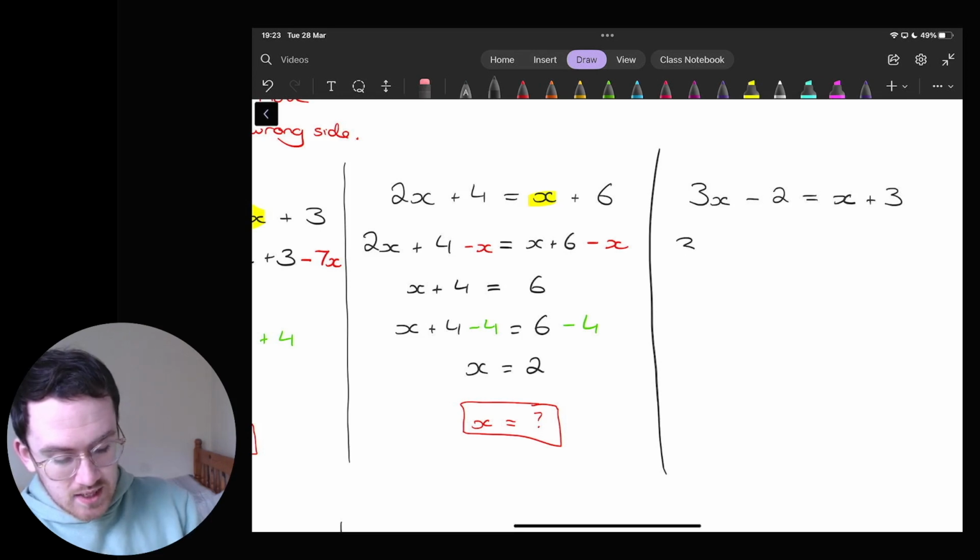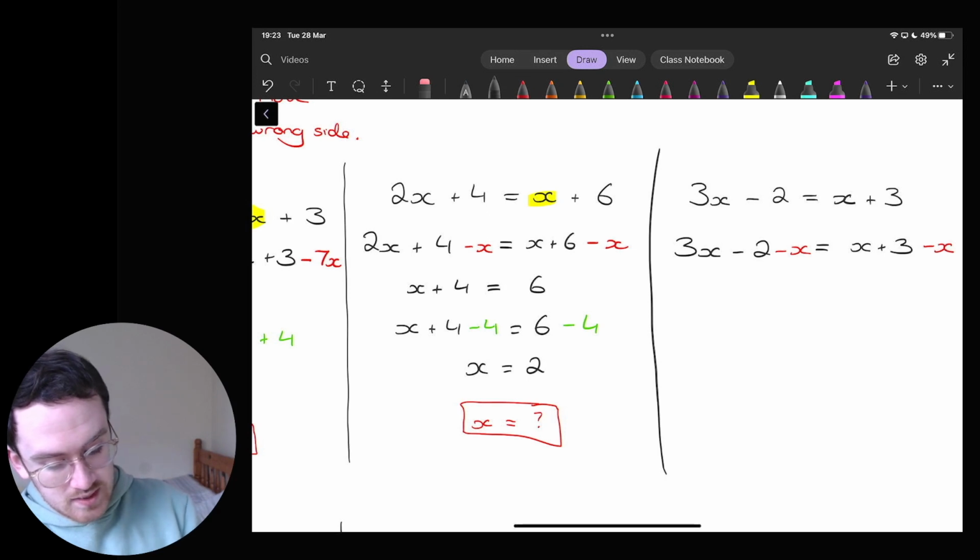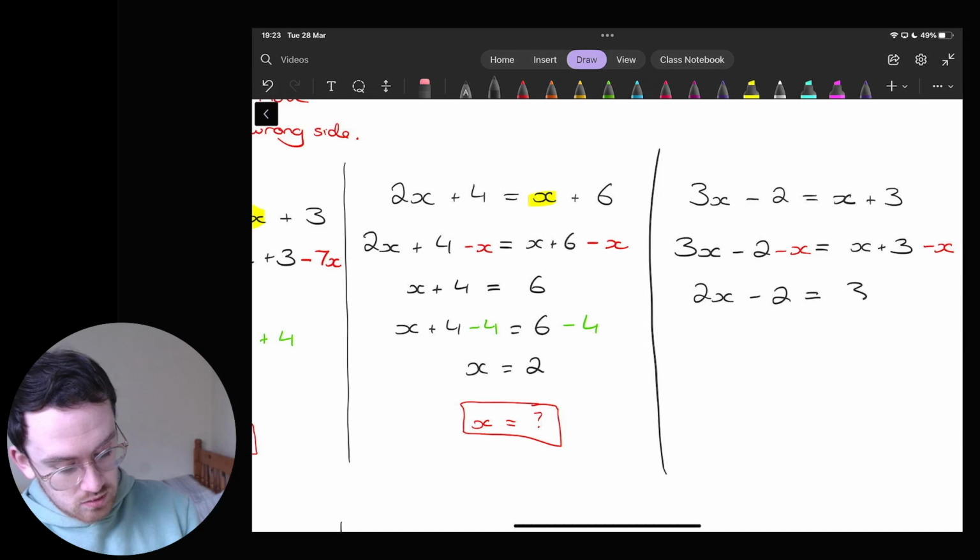So even looking at this next one here, so 3x minus 2 equals x plus 3. So obviously, again, the first thing I want to get rid of is that x. So let's take away x from both sides. That's going to leave me with 2x minus 2 is equal to 3.